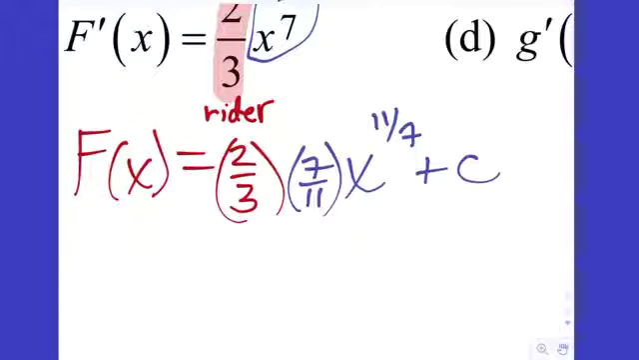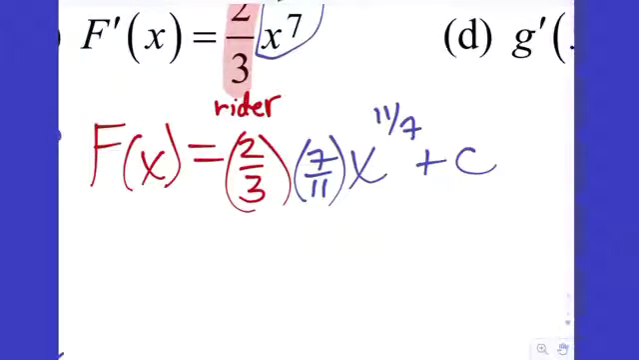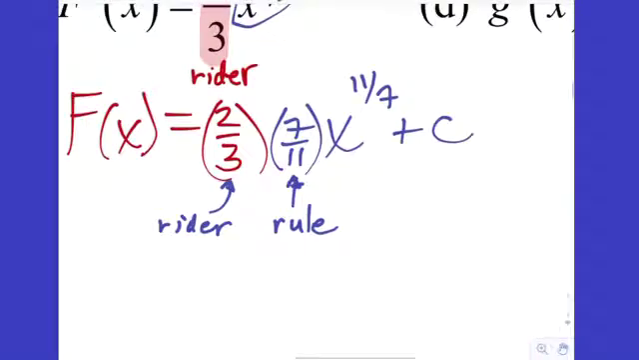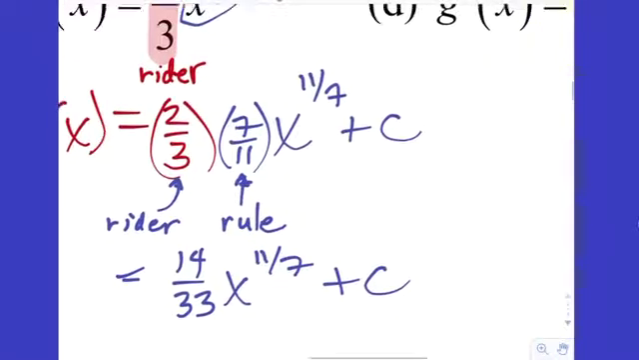And now, just like when you took the derivative and you let constants go along for the ride, you can now combine any constant that's left. This is now going to be another constant I'm going to call the rule constant. We got the rider, the guy that was there in the beginning. I'll relabel him down here. And then using the new rule, add and multiply by the reciprocal of the new exponent, we get another coefficient. And now we can simplify those. Nothing divides out, so you get 14/33 x to the 11/7, and don't forget the plus c.